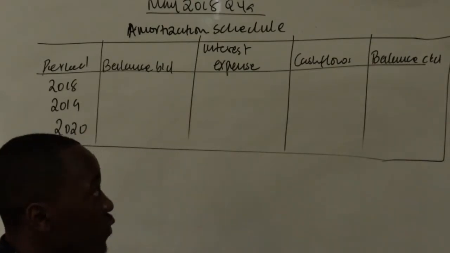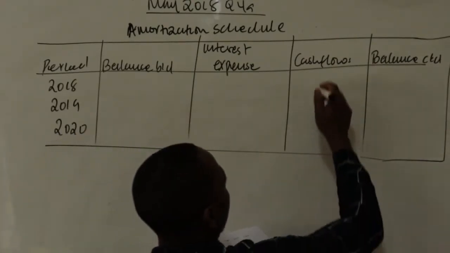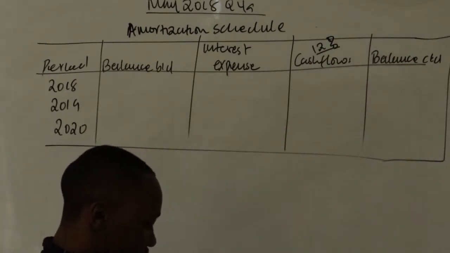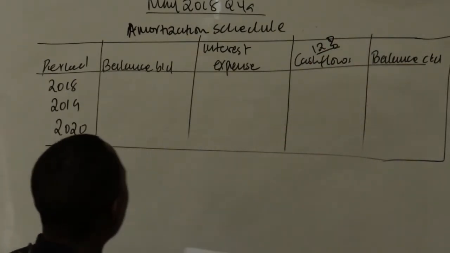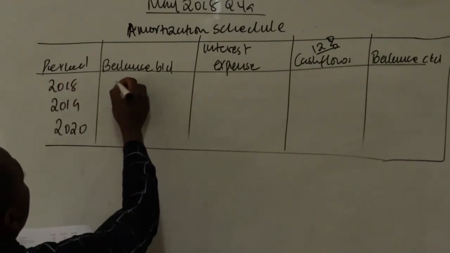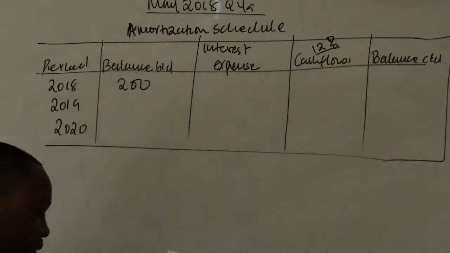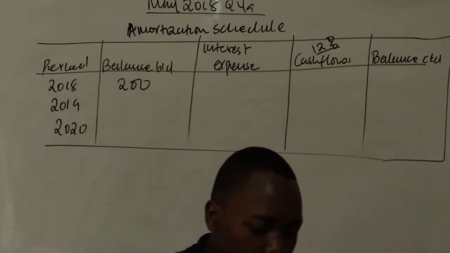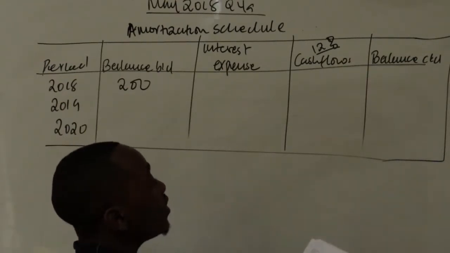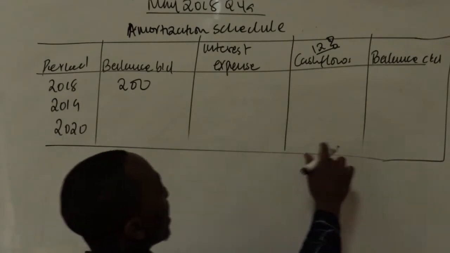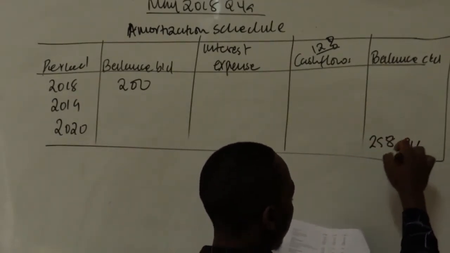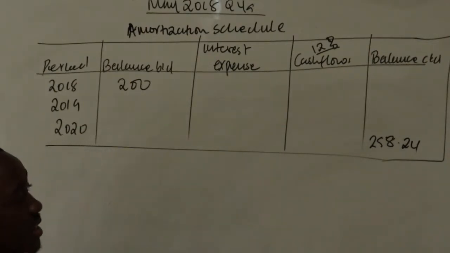So the coupon rate was 12%. That's what they pay at the end of each year. So cash flow will be 12%. And then we are told that E Limited issued a bond for 200 million as at 1st January 2018. So the balance brought down is 200 million. Then we are told that the bond will be held to maturity and redeemed on 1st December 2020 for 258.24, so the balance carried down in 2020 will be 258.24. The effective interest rate is 20%.